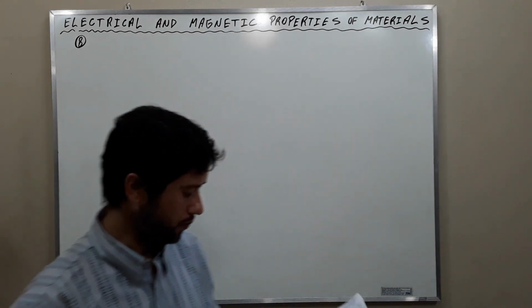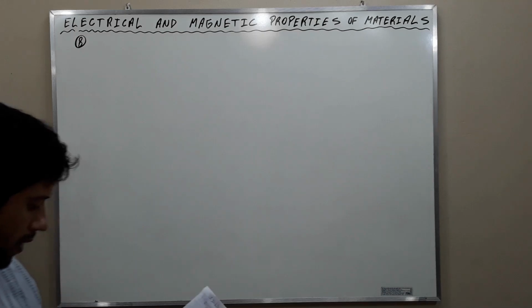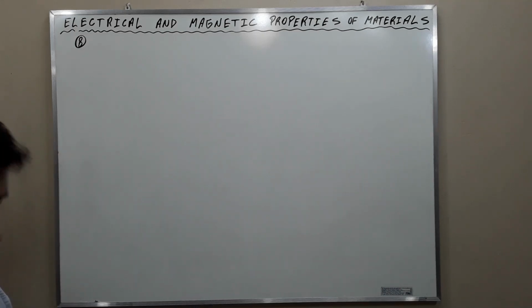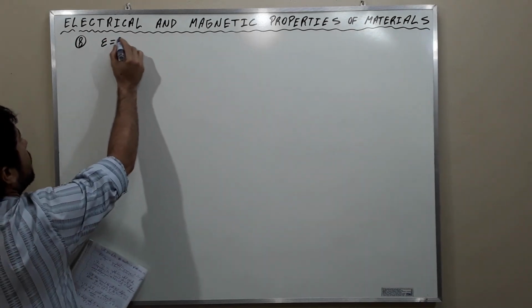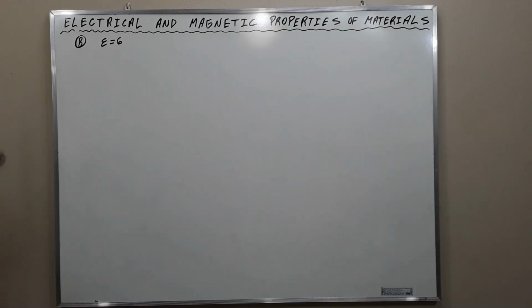Dielectric materials. Exercise 8. Calculate the capacitance of a parallel plate capacitor having a mica dielectric of permittivity equal to 6, a plate area of 10 square inches, and a separation of 0.01 inches. Okay, my friends, this is the exercise. Let's go to the solution.